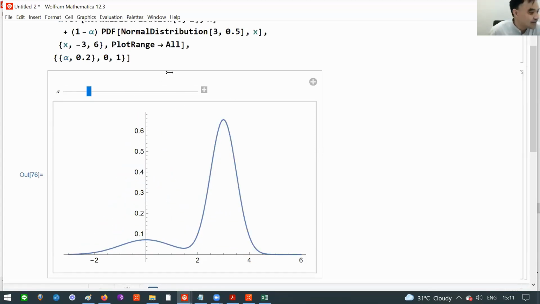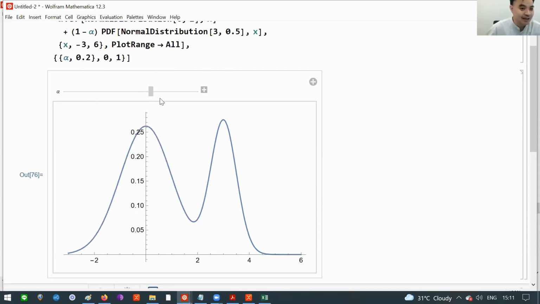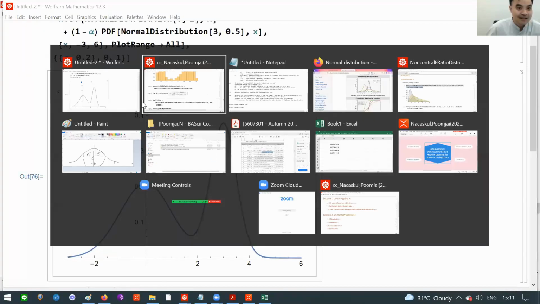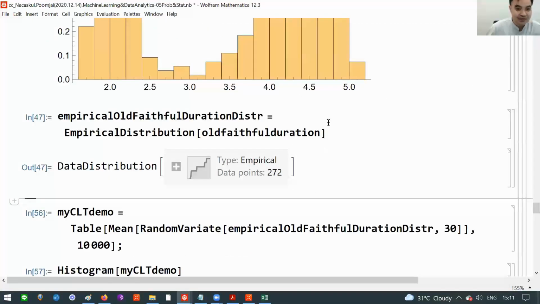This is called a mixture distribution. It's one of the most powerful tools because it allows you to fit real data that are really silly, funny looking things. Okay, let's see if Mathematica does this for you.